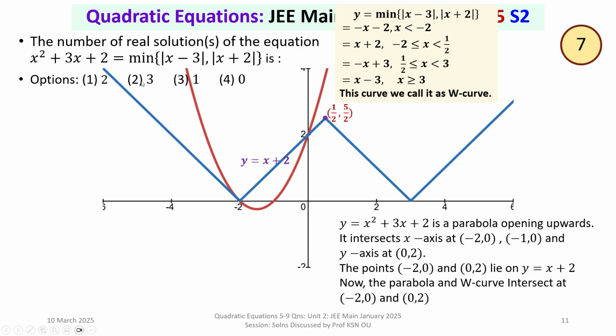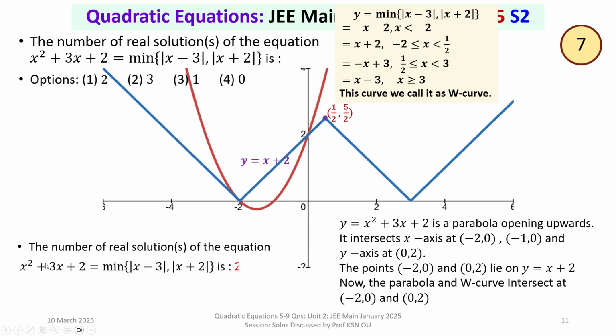So how many real solutions are there for this equation? The number of real solutions of the equation x square plus 3x plus 2 is equal to minimum of mod of x minus 3 comma mod of x plus 2 is the number of points of intersection of the parabola and the W curve. That is 2.